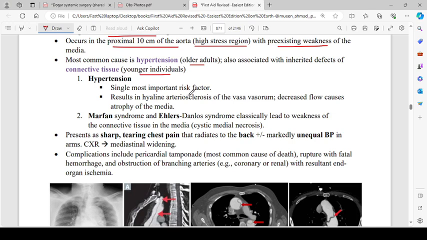It results in the hyaline arteriolosclerosis of the vasa vasorum. Decreased flow causes atrophy of the media. Then we have Marfan syndrome and Ehlers-Danlos syndrome, classically leading to the weakness of the connective tissue in the media, cystic medial necrosis.